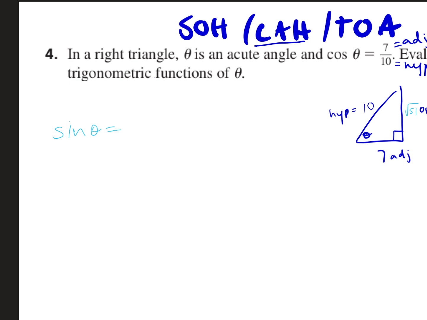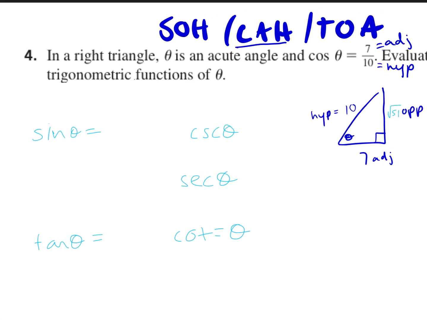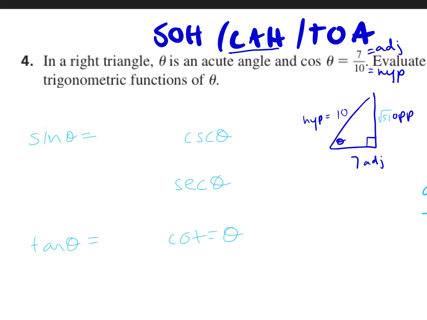We have sine of theta. Cosine was already given, so then we can just skip to tangent. And then which one goes with sine? Cosecant theta. Secant goes with cosine, and cotangent goes with tangent. So sine would be what? Square root 51 over 10. Awesome.